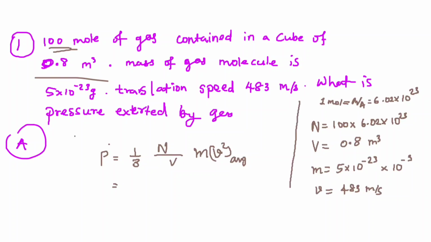So this is a very direct question. Put all these values into this formula. Then we get 2.95 into 10 power 5 Pascal. Pascal is the SI unit. We forgot to talk about the units of pressure, so let's talk about that a little. Units of pressure.